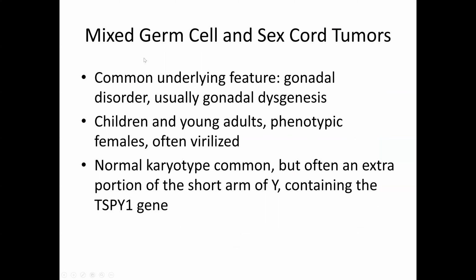Other lesions that we can see are mixed germ cell and sex cord tumors. These can have varying underlying features. Gonadal dysgenesis is kind of the feature of note, and tend to be much younger patients, usually children or young adults. Sometimes there'll be a normal karyotype, but sometimes there'll also be an extra portion of the short arm of Y that contains this TSPY1 gene, which seems to be critical for normal gonadogenesis.